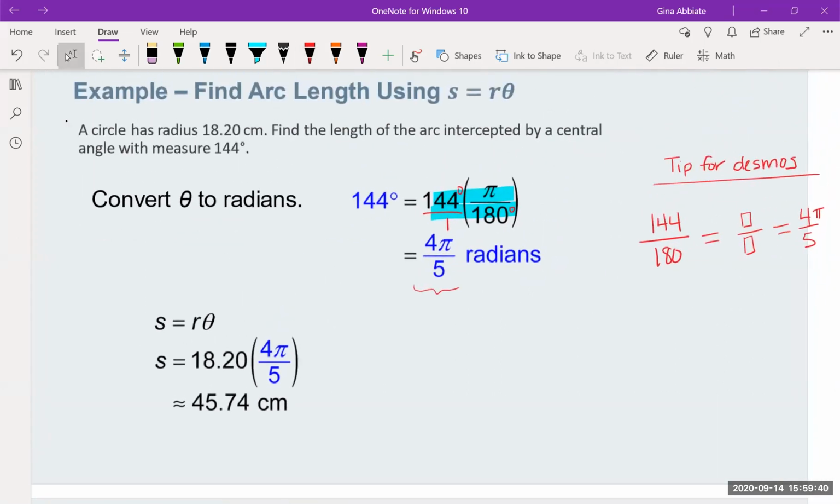So now that we've converted the angle from degrees to radians, we can plug it into our formula. We've got the radius here, we've got the angle here, and then this gives us the arc length.